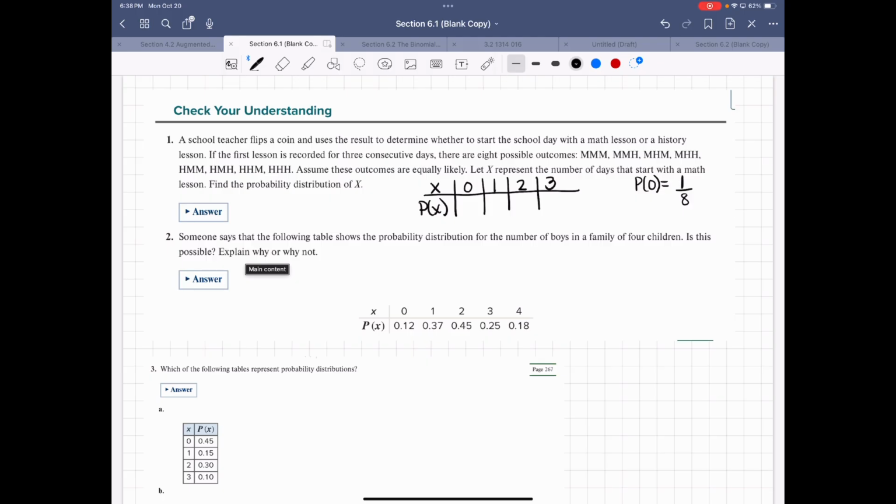Well, there we go. Let me see where it's at. The history, history, history. That means on the 3 days, we never started with math. Day 1, we started with history. Day 2, we started with history. Day 3, we started with history. So that's the probability of never flipping math. Okay? What is 1 over 8 as a decimal? Good.